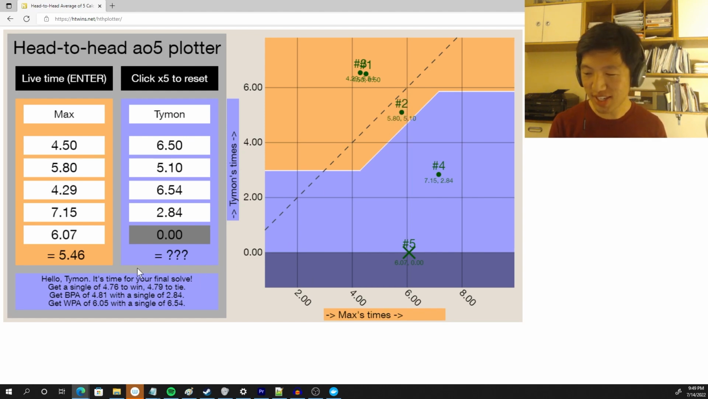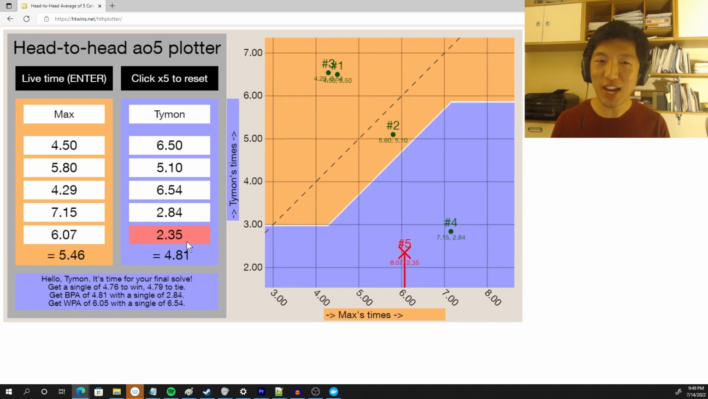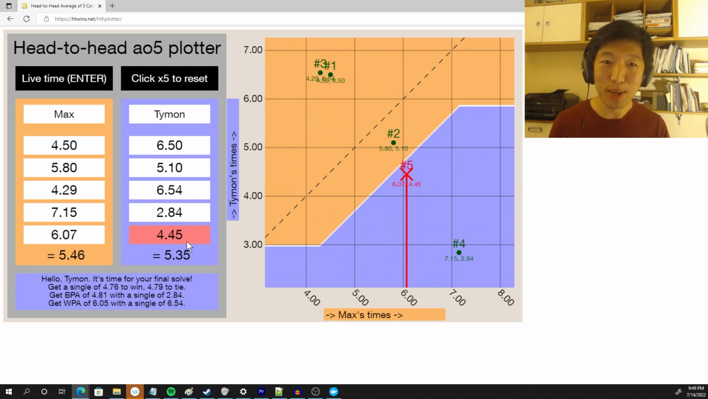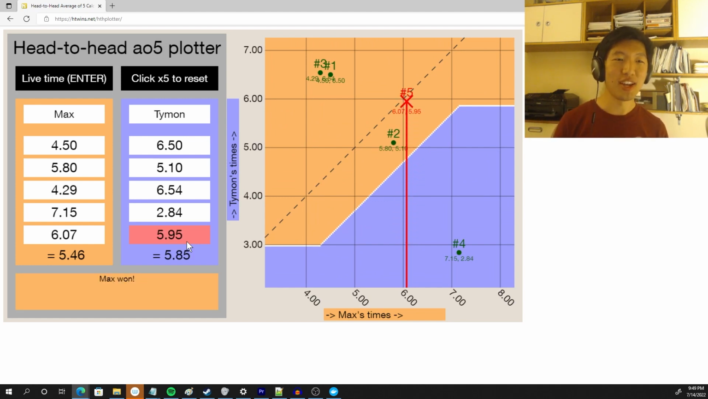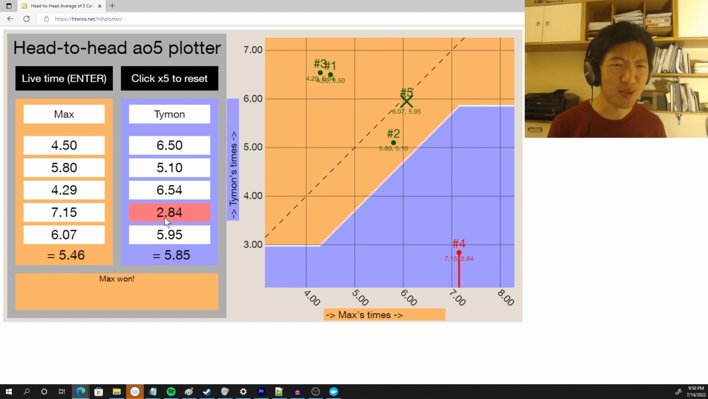And you can actually see some statistics written here in text. But just watching it visually, as the timer's going up, if Timon were to finish now, it's blue, he'd win. He'd still win, but then it crosses over, Max would win here. And as the run is finished and all 10 solves are completed, you can see that the 5th point, this X, is in the orange region, which means that Max has won. And if you actually look at the numbers, Max has an average of 5.46, and Timon has an average of 5.85. Timon also somehow has a world record single. That doesn't really matter though, so Max has won.